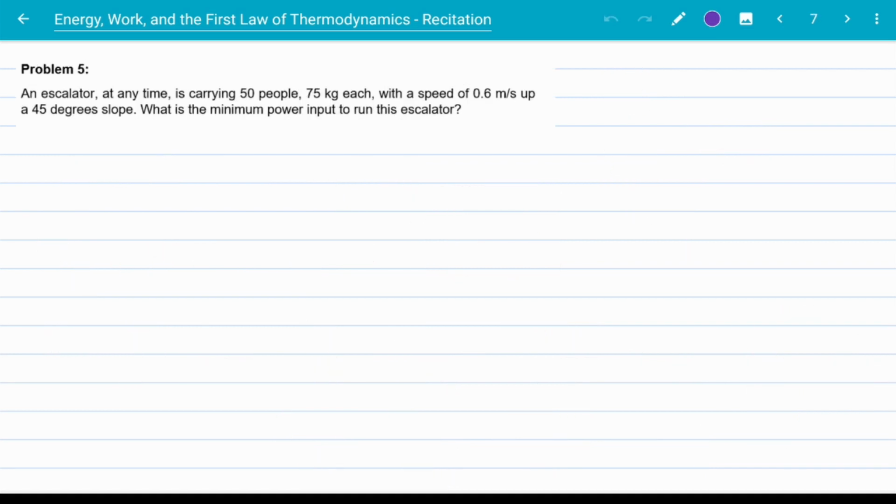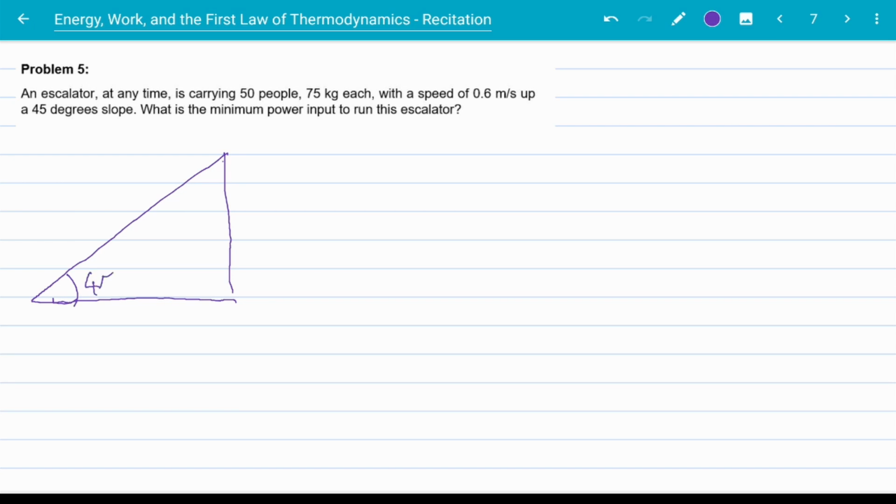Okay, we have an escalator that is moving 50 people, average 75 kilograms each, with a speed of 0.6 meters per second, up a slope of 45 degrees. It is asking for the minimum power input to run this escalator. Now, let's first draw a schematic of the problem. Like always, if you don't get a schematic, draw one yourself.